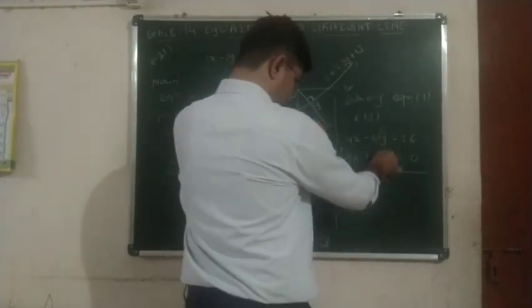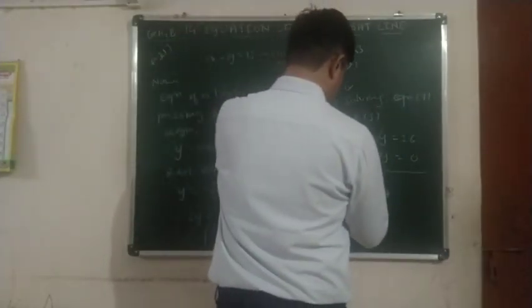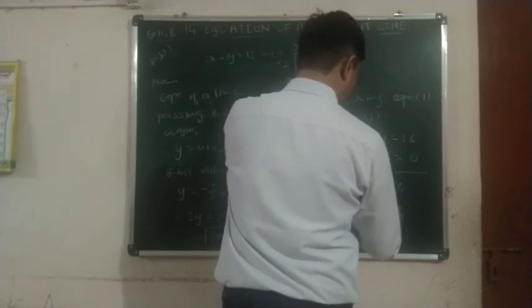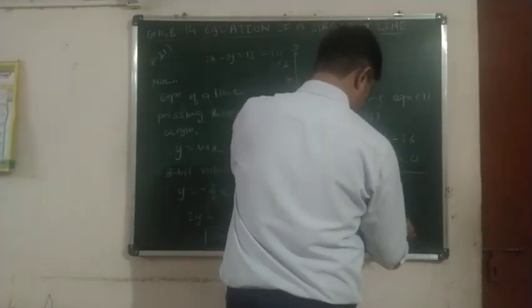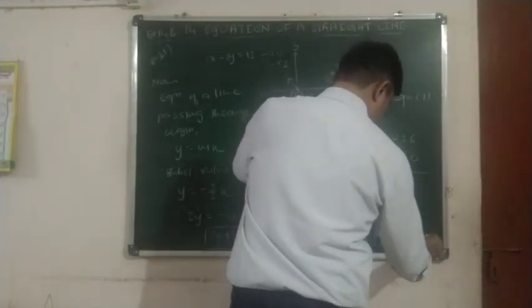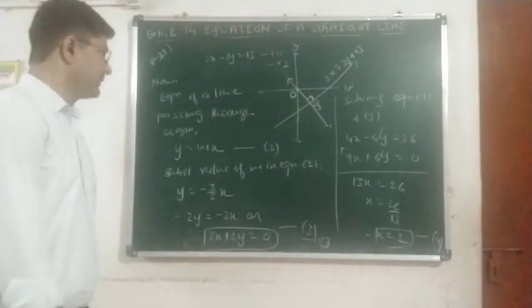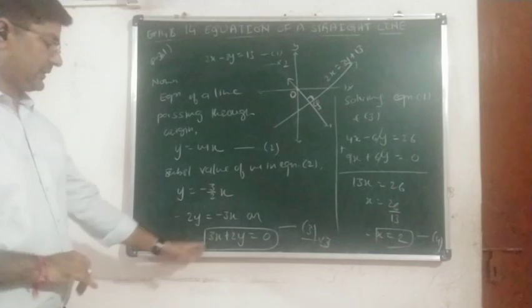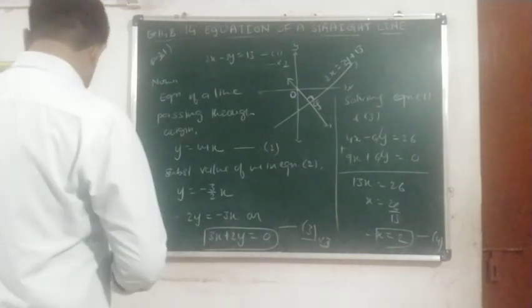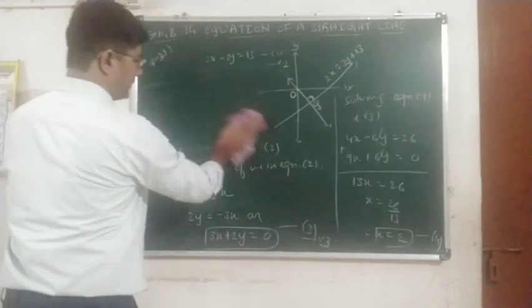Adding the two equations, minus 6y and plus 6y will get cancelled. 13x is equal to 26. Therefore x is equal to 26 upon 13. Therefore x is equal to 2. Now this value of x we can substitute in any one of the equations. Let us substitute in equation 3.